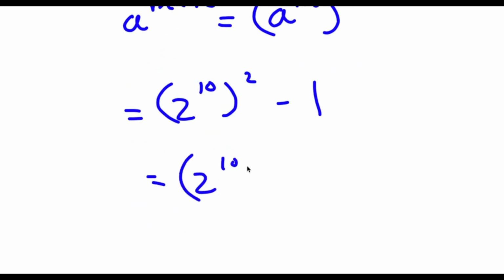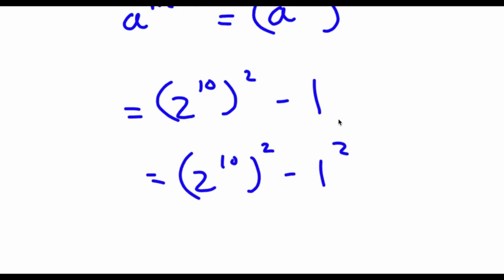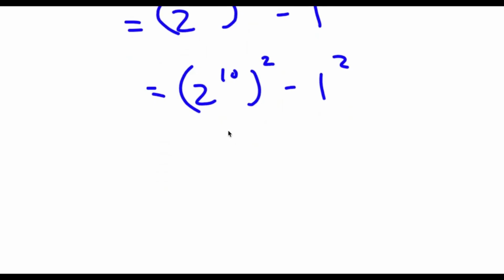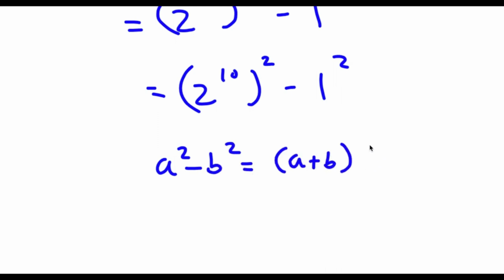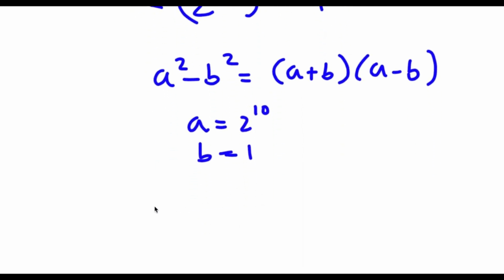So now 1 here, this is the same thing as 1 squared. And if I have something in the form a squared minus b squared, this is equal to a plus b times a minus b. So in this case, a is equal to 2 to the power of 10, and b is equal to 1. So I have 2 to the power of 10 plus 1 times 2 to the power of 10 minus 1.